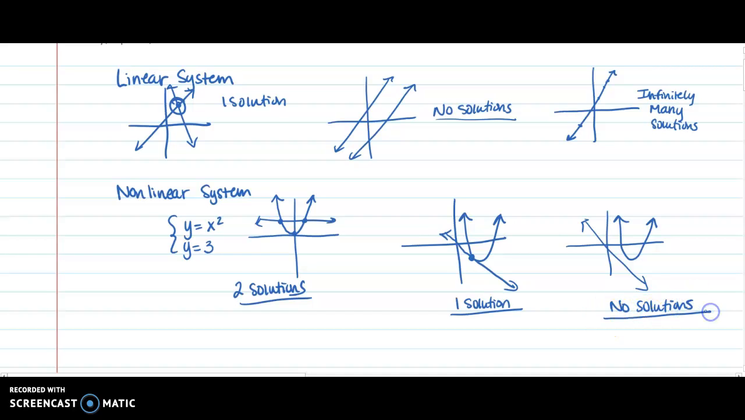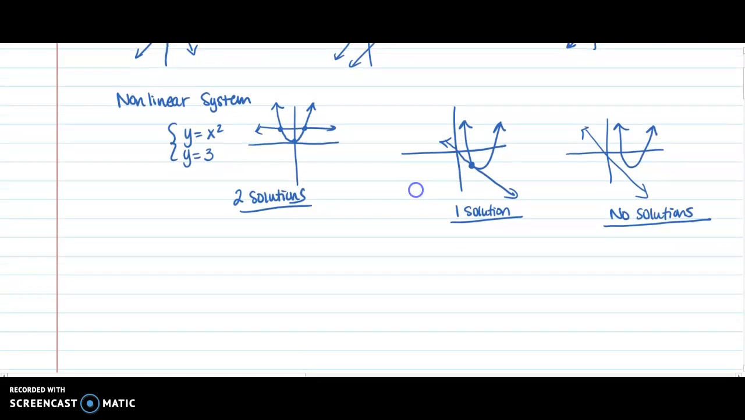So you will still have some special cases, and depending on the type of function you have, you may have more than two solutions. An example of that would be, let's say you have a cubic function, and then you've got a line going through. You'll see 1, 2, and 3 different points of intersection. So you can have as many solutions as you want, depending on the type of function you have.